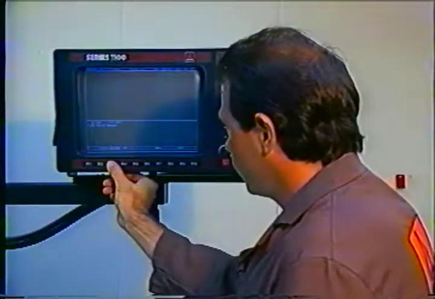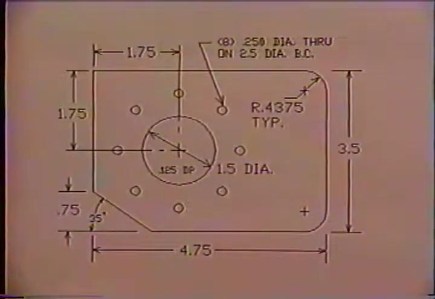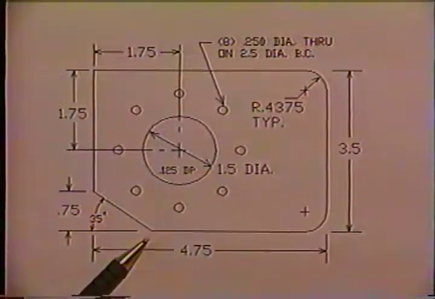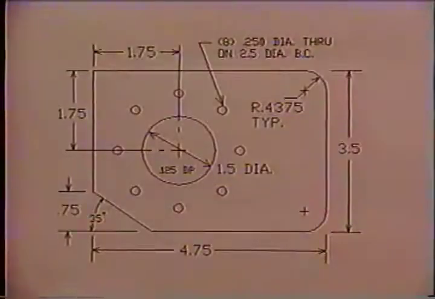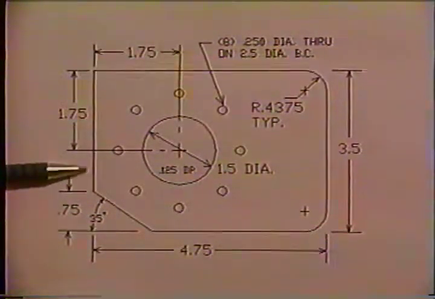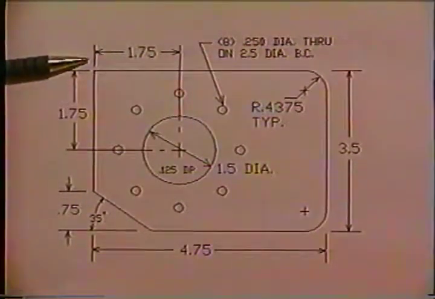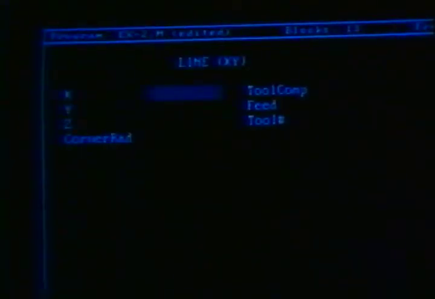Now we make another line, and this time the X has to move to 0. We're going to feed along the angle this time. X to 0 and Y to a negative, let's say 3.5 inches minus 0.750 would be negative 2.75. Save. Now I'm going to make another line in the y-axis moving right off the workpiece. Select a line, fill in the Y of a positive 0.5, and save that block.